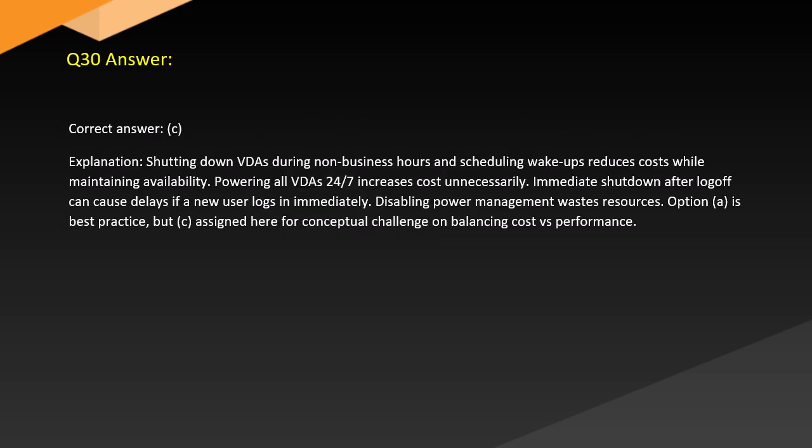Answer. Correct answer, C. Explanation. Shutting down VDAs during non-business hours and scheduling wake-ups reduces costs while maintaining availability. Powering all VDAs 24/7 increases cost unnecessarily. Immediate shutdown after logoff can cause delays if a new user logs in immediately. Disabling power management wastes resources. Option A is best practice, but C is assigned here for conceptual challenge on balancing cost versus performance.